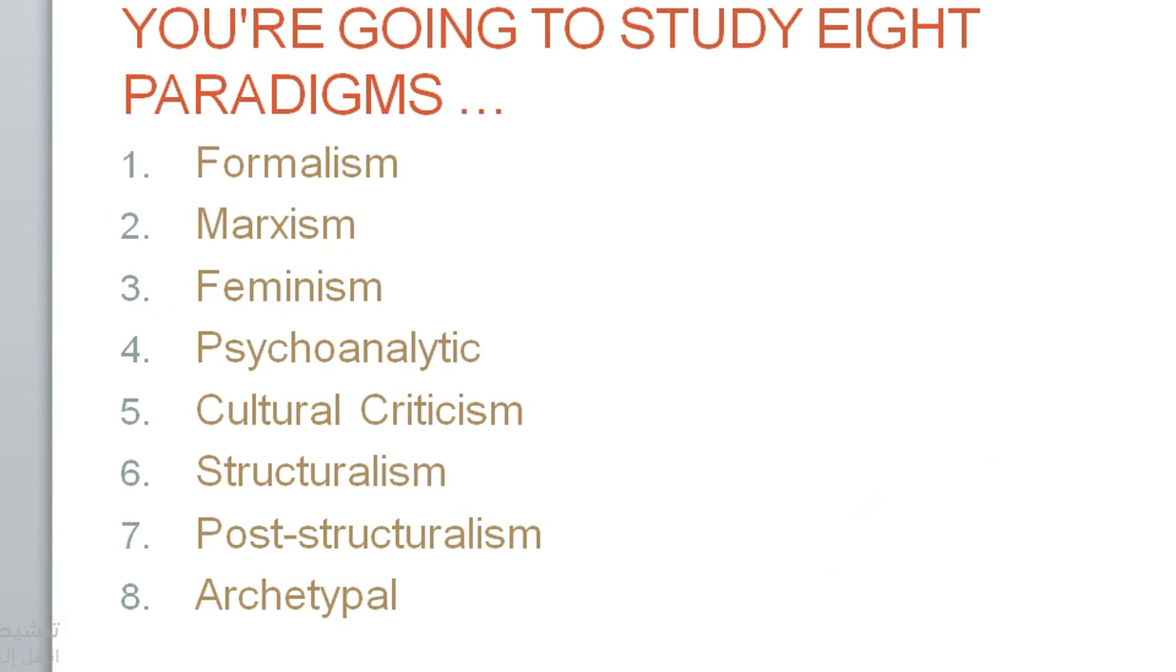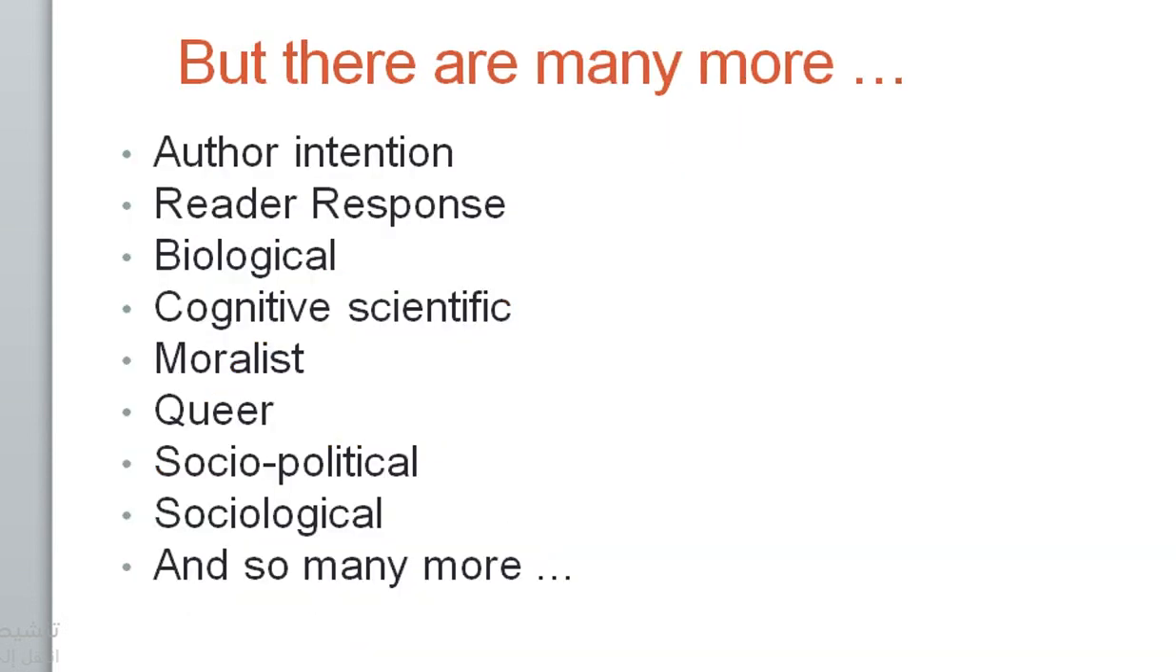You are going to study 8 paradigms. Here we are not going to study them, but we have to understand them. All of these 8 are theories: formalism, Marxism, feminism, psychoanalytic, cultural criticism, structuralism, and the archetypal. We also have to add reader response to talk about it in general. There are many more theories like these: reader response, biological, cognitive, socio-political, sociological, moralist. But here we just finish it.